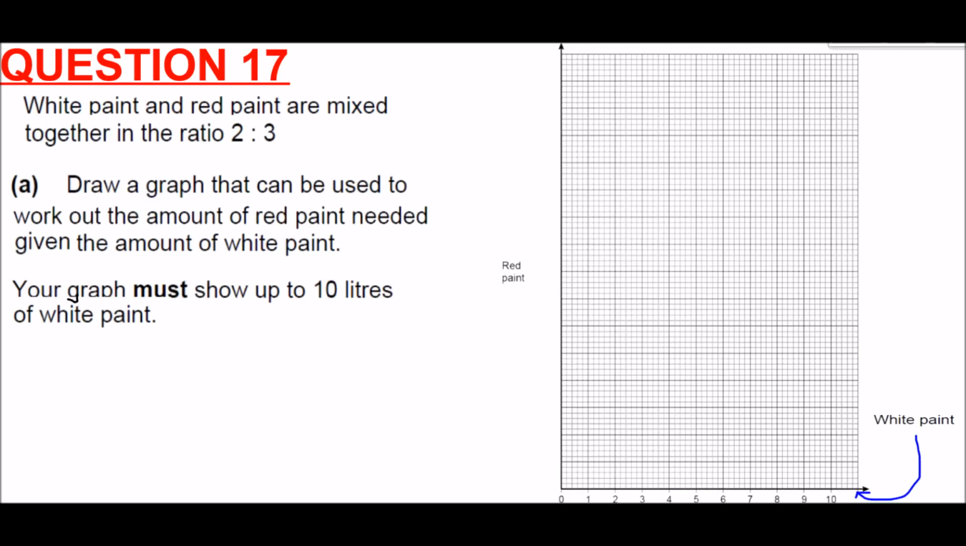Question 17. Got white paint and red paint mixed together in the ratio 2 to 3. And we need to draw a graph that can be used to work out the amount of red paint needed given the amount of white. And we're told the graph must show up to 10 litres of white paint. So what it says here is that because red paint is mentioned first, the 2 represents red, and the white is represented by the 3.